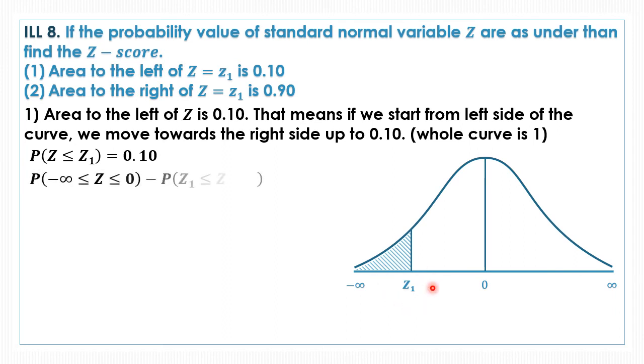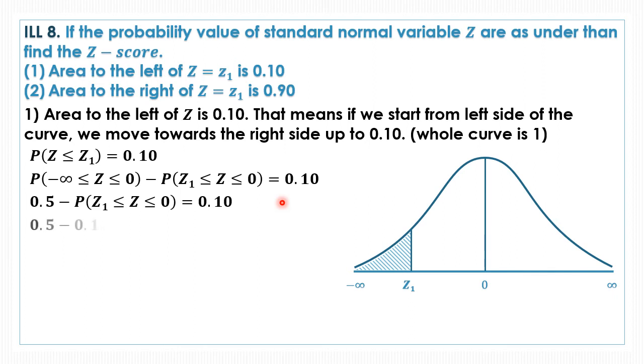Now we will split it up according to our highlighted part, which is from negative infinity to 0 minus z1 to 0. So this whole value minus this blank value will get us this highlighted value. Now we know that the area from negative infinity to 0 is 0.5. We will swap the sides to 0.10. So the probability which we are aiming for, z1 to 0 probability, is 0.4. So when we check this out in our table, we will know the answer of z1.